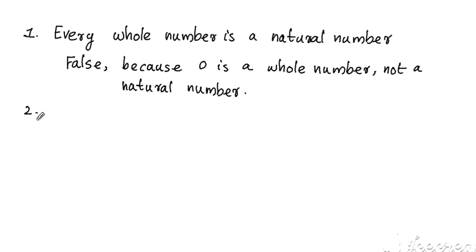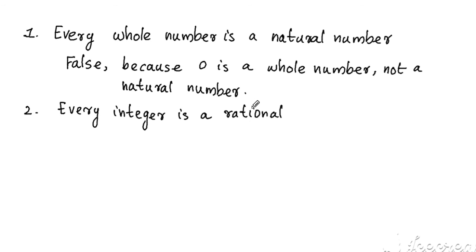Consider the second statement. Every integer is a rational number. Integers include negative numbers, 0 and positive numbers. So we can see rational numbers contain all integers and the numbers in the form p by q. So this is a true statement. So we have to write it generally. So you can write it is true.